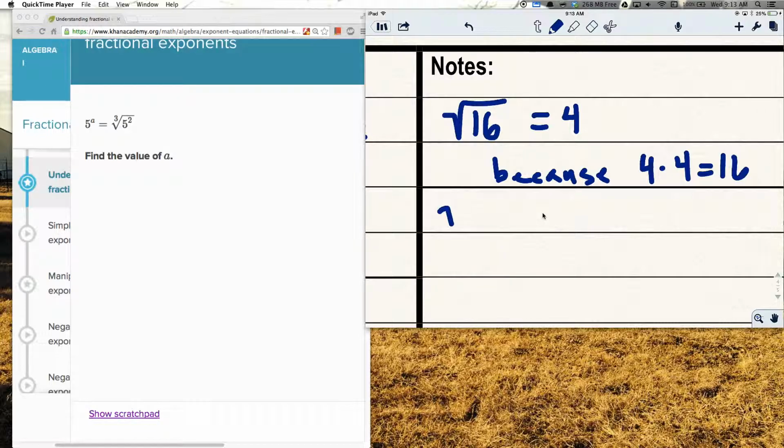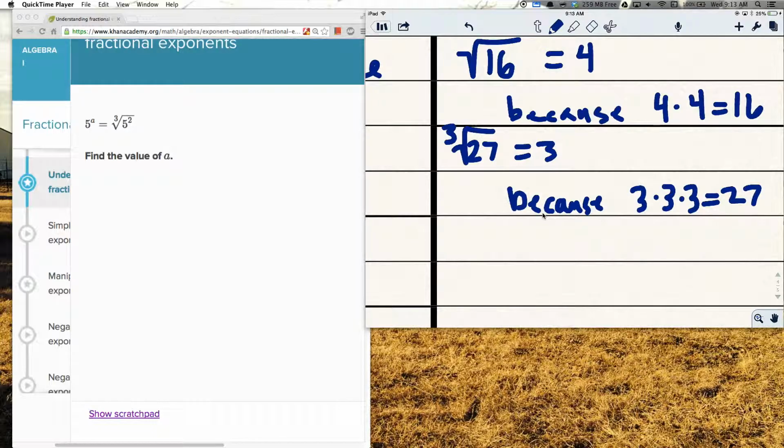Something similar can be said if I take the cube root of 27. That's going to be equal to 3 because 3 times 3 times 3 equals 27. And so the cube root of 27 is 3 because it found a number that when you multiply it by itself 3 times, you get 27.